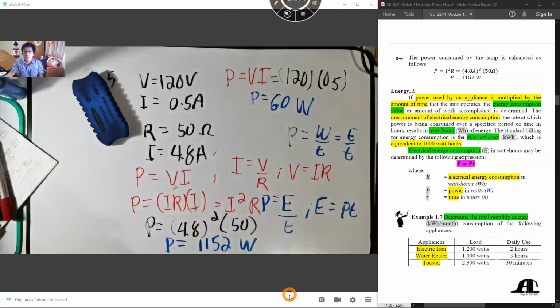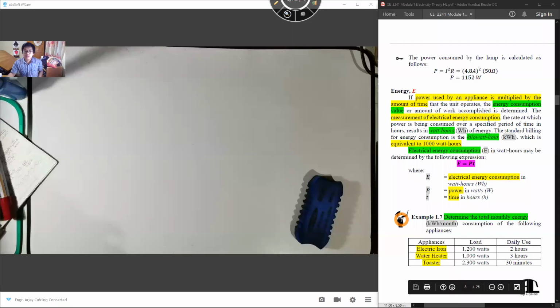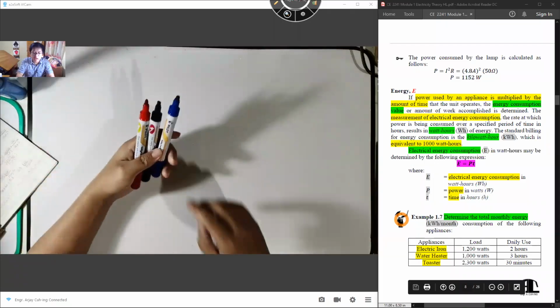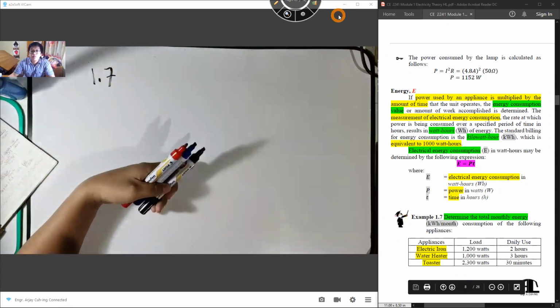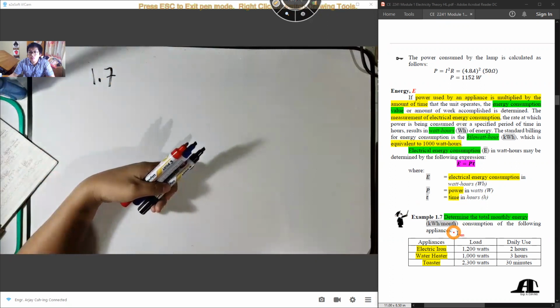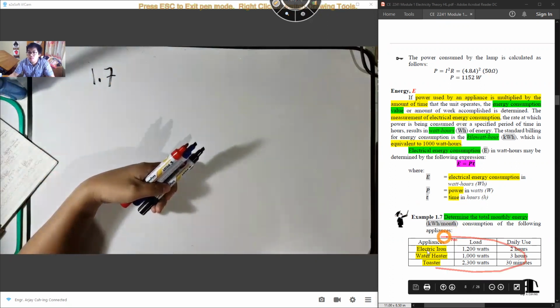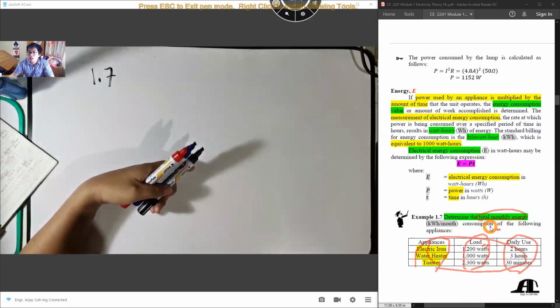So example 1.7. Again class, i-apply natin yung concepts ni energy sa example 1.7. Okay? So anong gusto ni 1.7? Meron lang daw tayong given this table. So meron tayong appliance. Anong appliance yun? Ano yung load niya? Pag sinabing load class is yung power consumed, tapos yung daily use, so kung ano yung time.